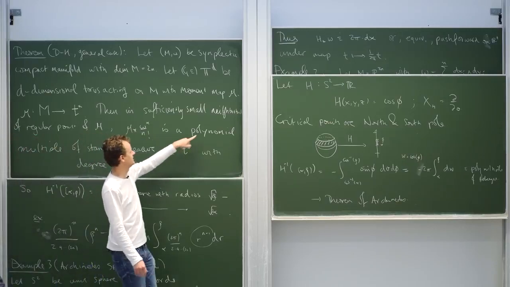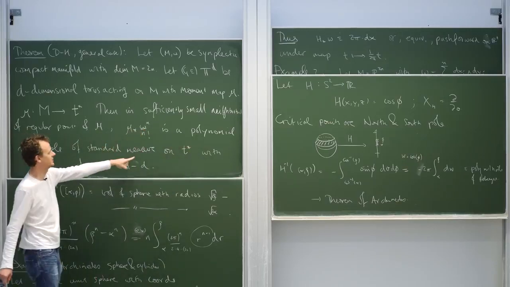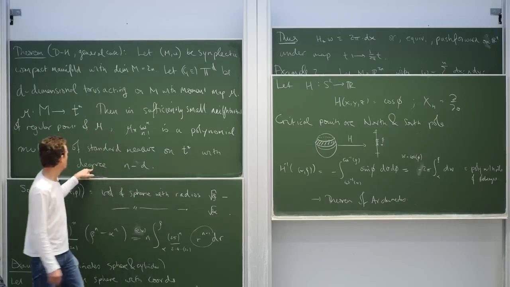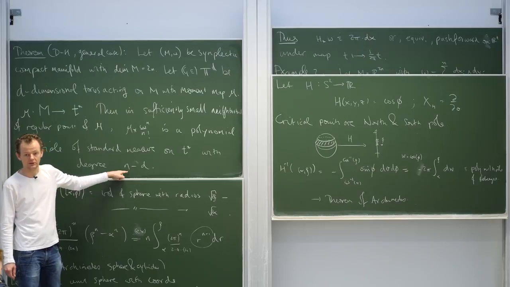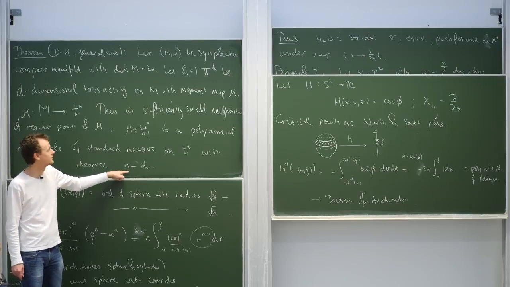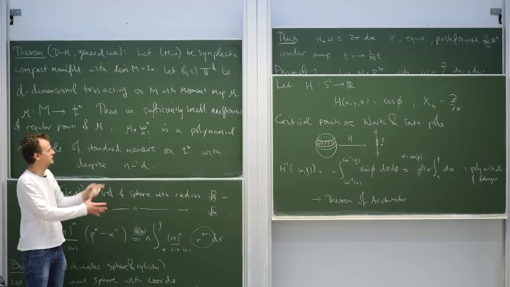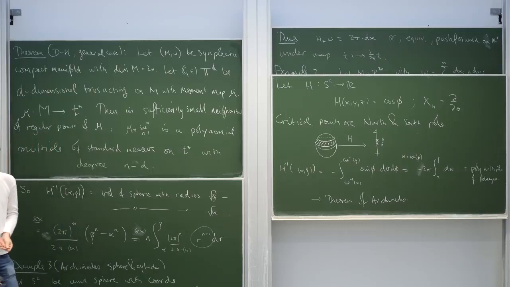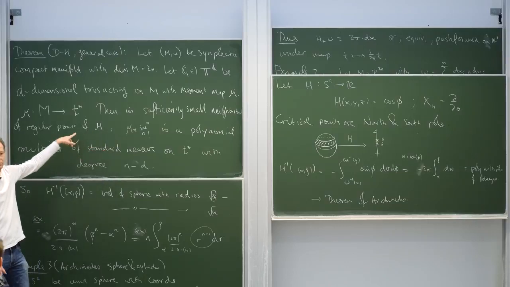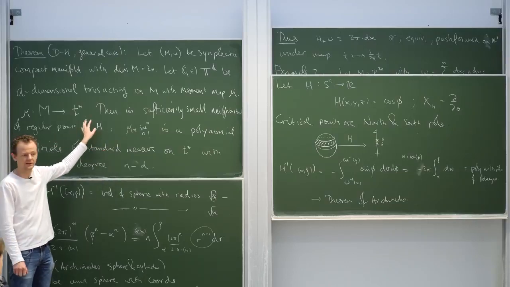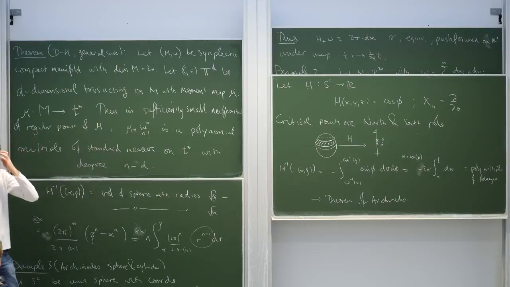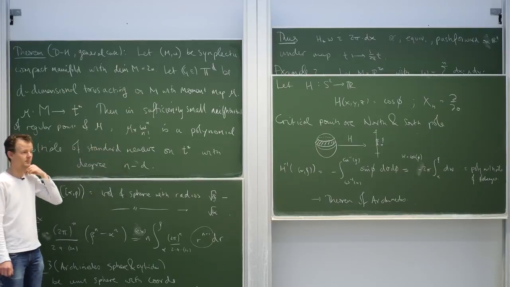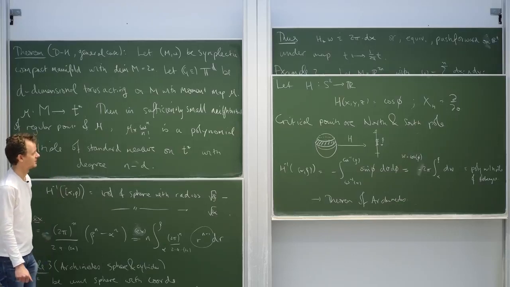Then, in a sufficiently small neighborhood of a regular point of mu, this Duistermaat-Heckman measure is a polynomial multiple of the standard Lebesgue measure on t star, with degree n minus d. So the bigger d, the lower the degree. Also a striking consequence here. Now, of course, it's easier to think up pathological examples which can violate this. So mu might have a line of critical points, and mu can be complicated. But as long as you're away from critical points, everything is polynomial multiples of the Lebesgue measure.